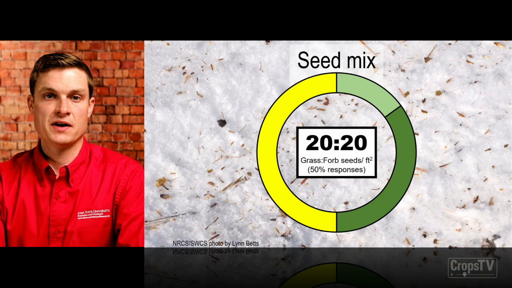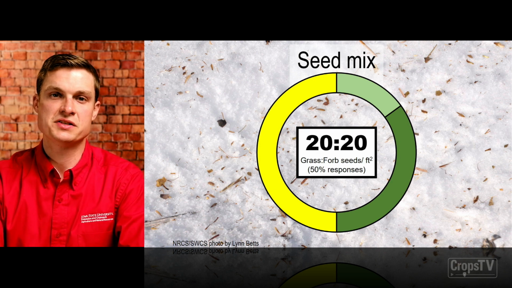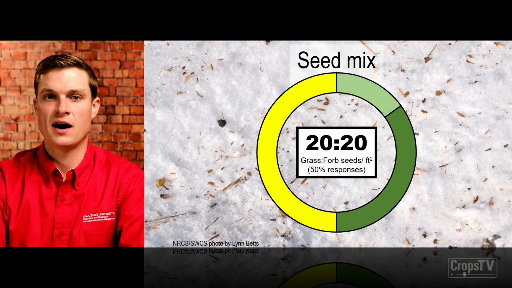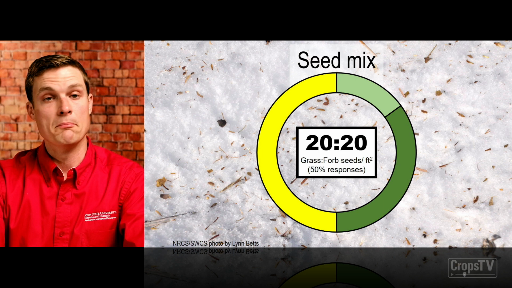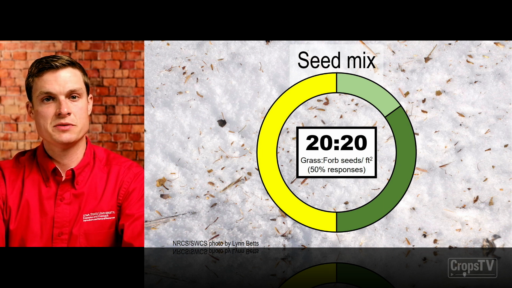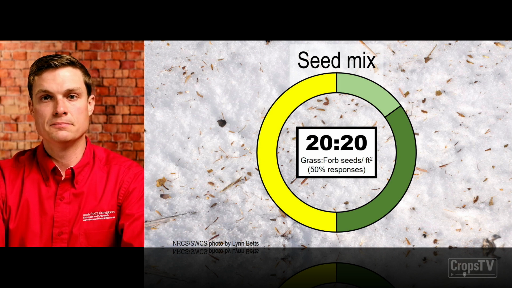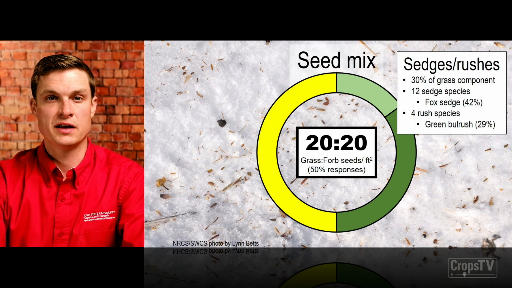We asked these professional wildlife biologists and other natural resource professionals what they recommend for a seed mix in a planting in a wet spot in a crop field, and to have the most benefits for both water quality and for wildlife habitat. And their recommendation was about a 50% mix of grass and forb seeds. And the grass and forbs should also include about 30% sedges and rushes.